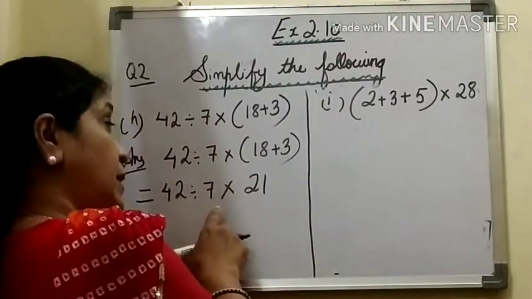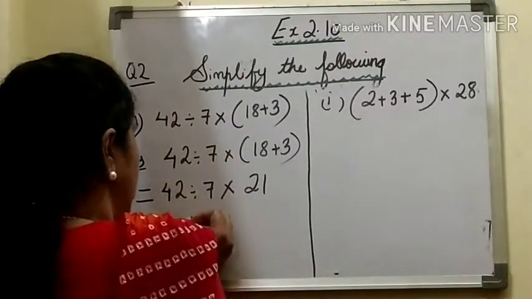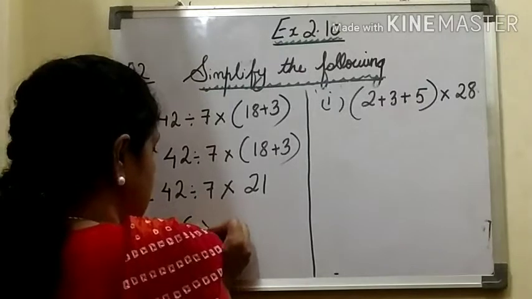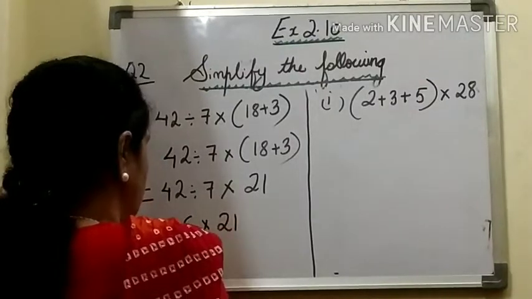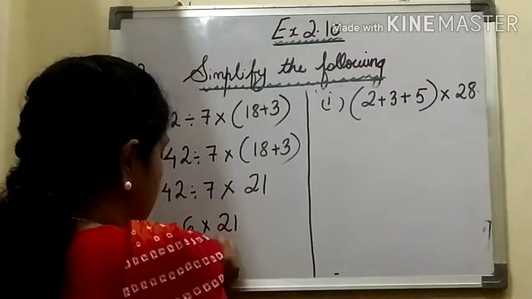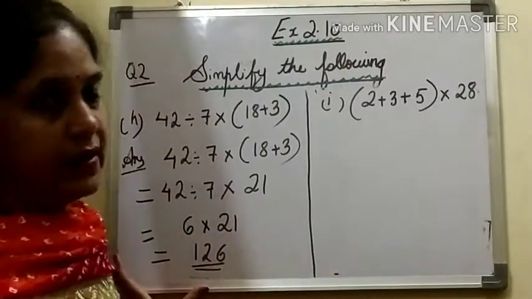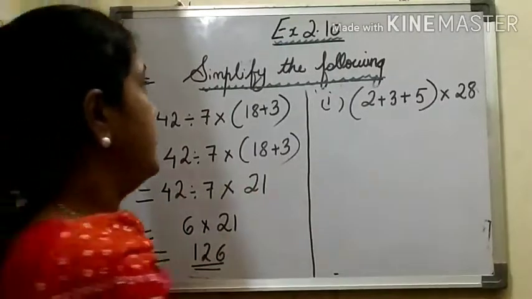Now here we apply the DMAS rule. First, which operation has to be performed? Division. 42 divided by 7, it will be 6 into 21. And this you can do mentally, or you can do it in the rough column. 6 ones are 6, 6 twos are 12. So what answer did I get? I got 126.